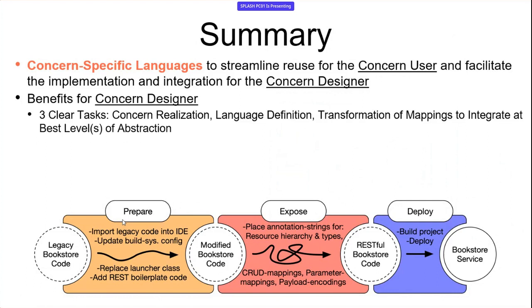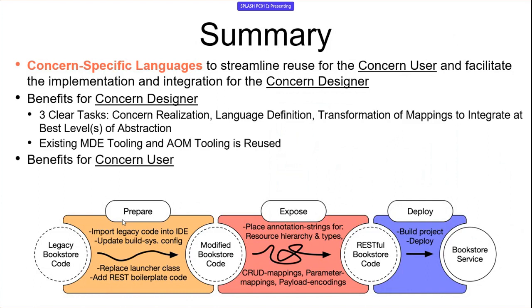So instead of having to do this in an ad hoc way, it's split into those 3 clear tasks that I just explained: the actual concern realization, then the language definition, and finally the transformation of the connections that the concern user provides into mappings between the general purpose modeling language realizations of the concern and the application. And we can reuse the MDE tooling and the AOM tooling.